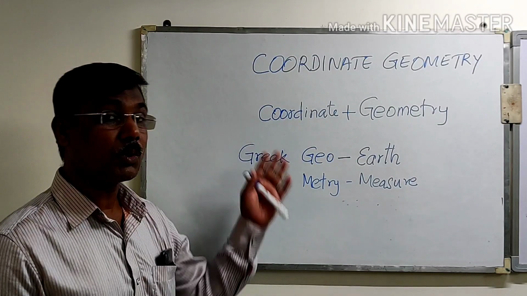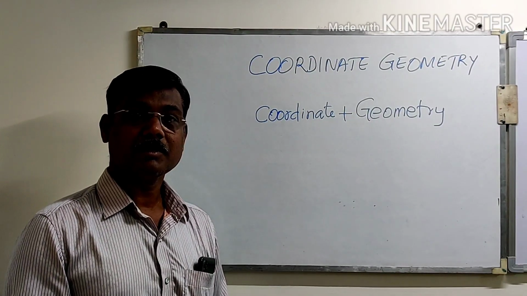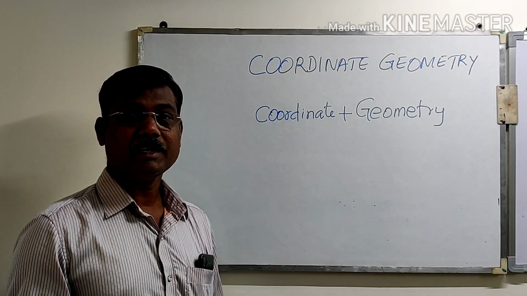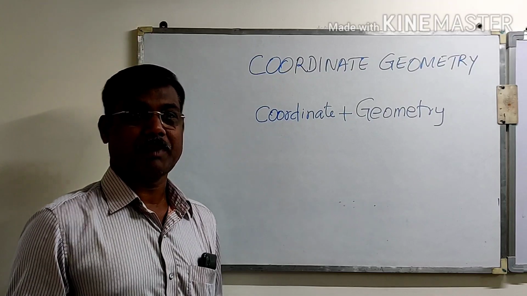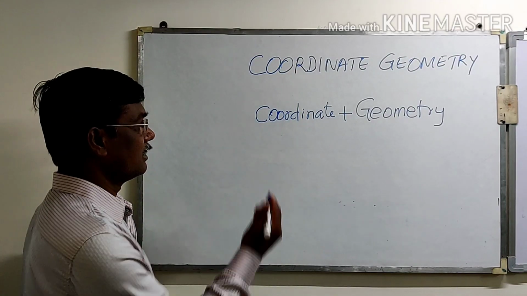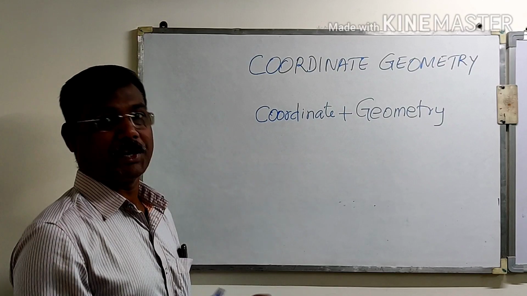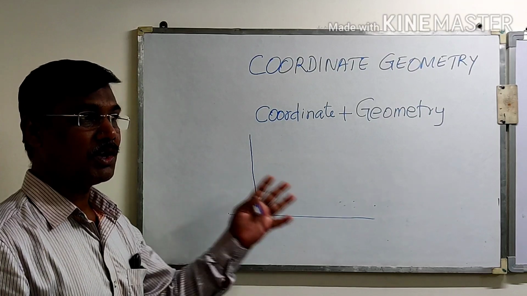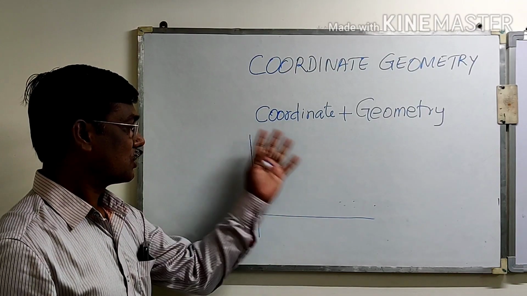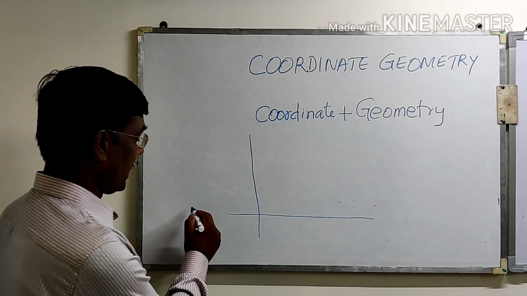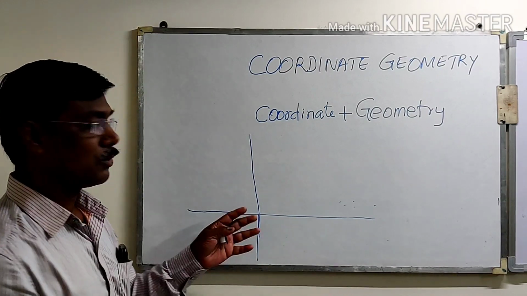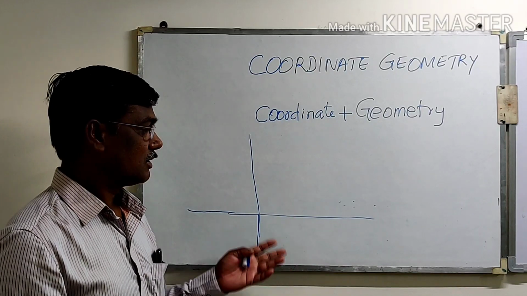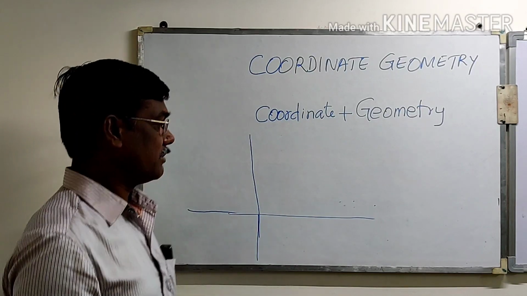Then now, what is a coordinate? Coordinate is nothing but a point, a point in a reference plane. In a plane, we need some reference point. That reference point or reference system is called the axis, coordinate axis. It's called coordinate axis or coordinate system, Cartesian system. So it is called by various names.